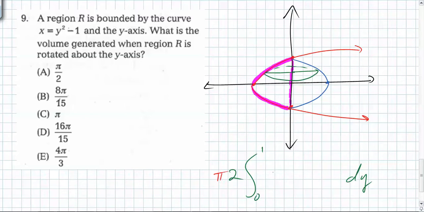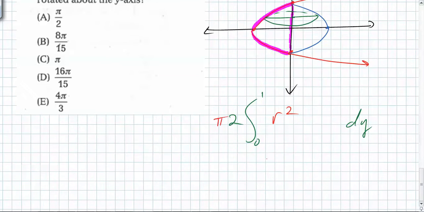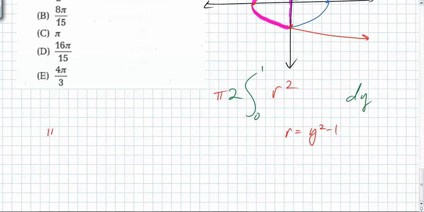So it's pi times the radius squared dy, right? So we need to write the radius in terms of y, right? Well, this distance, they already tell you what is that distance. X is equal to what? Y squared minus 1. So in this case, r is equal to, oh, look at that. Did they set this up for you nicely? Yeah. So it's 2 pi from 0 to 1 of y squared minus 1 dy.